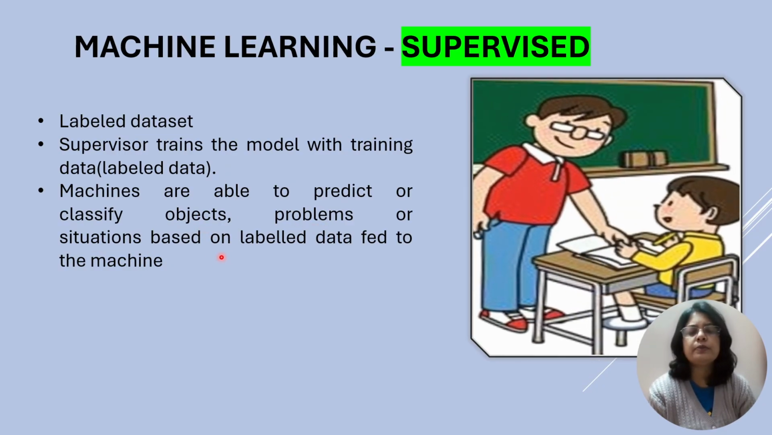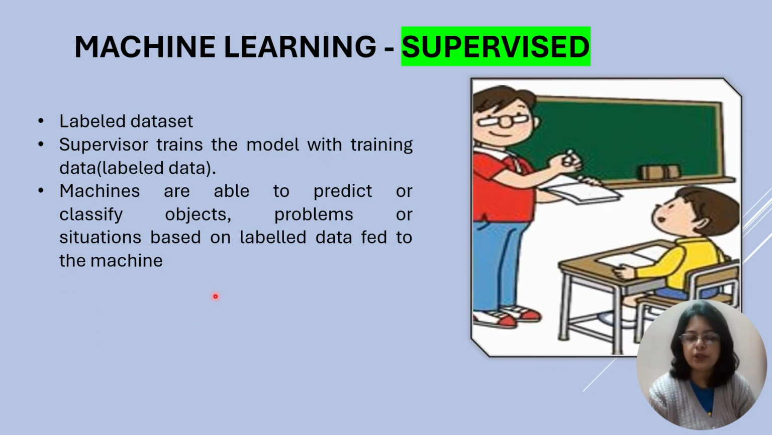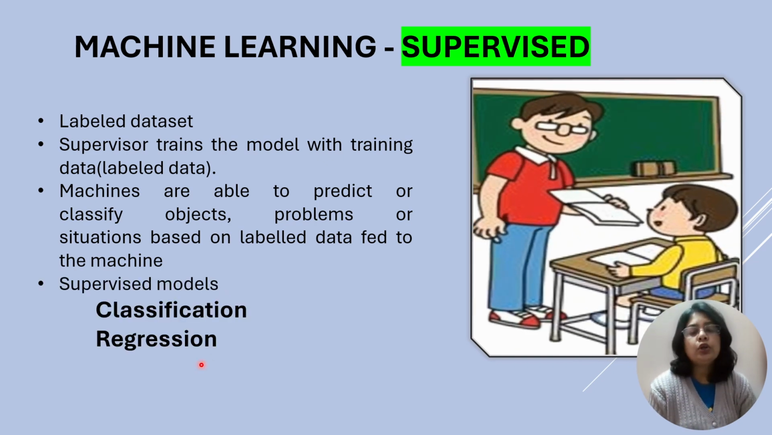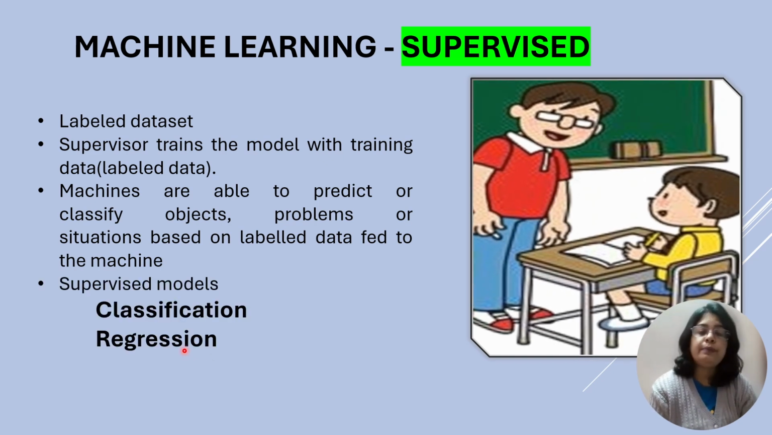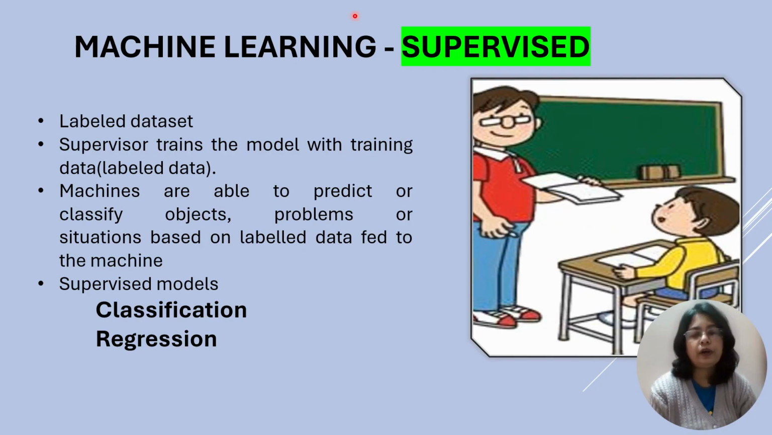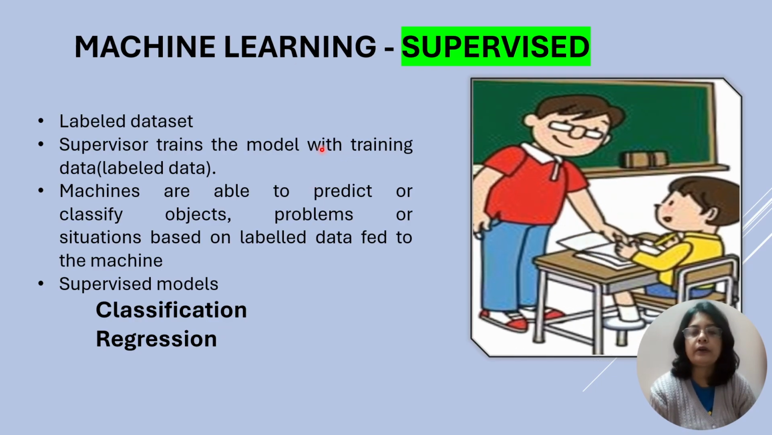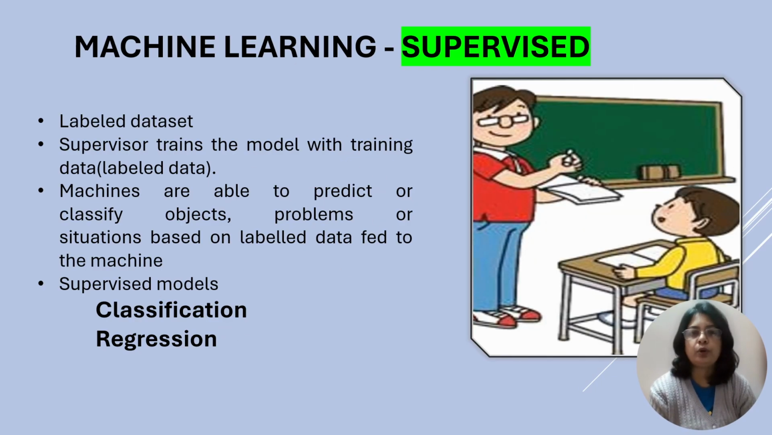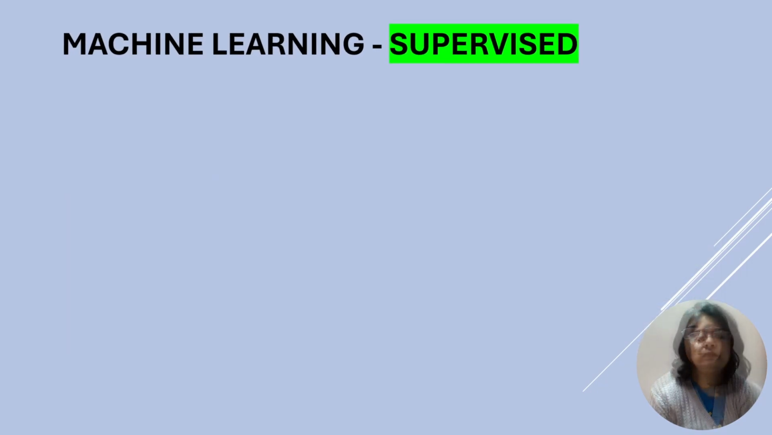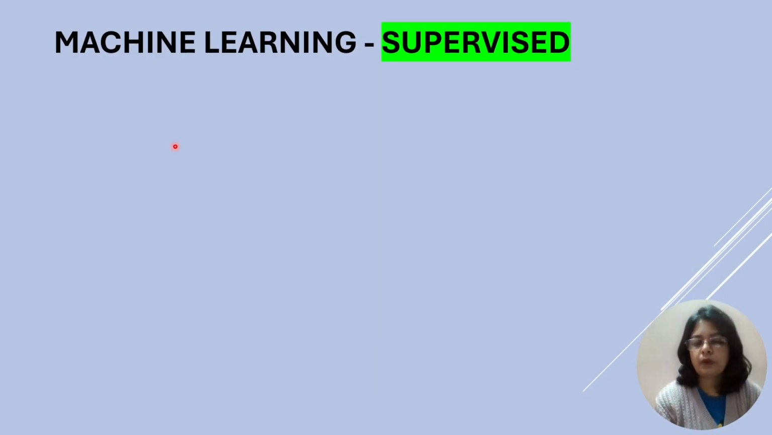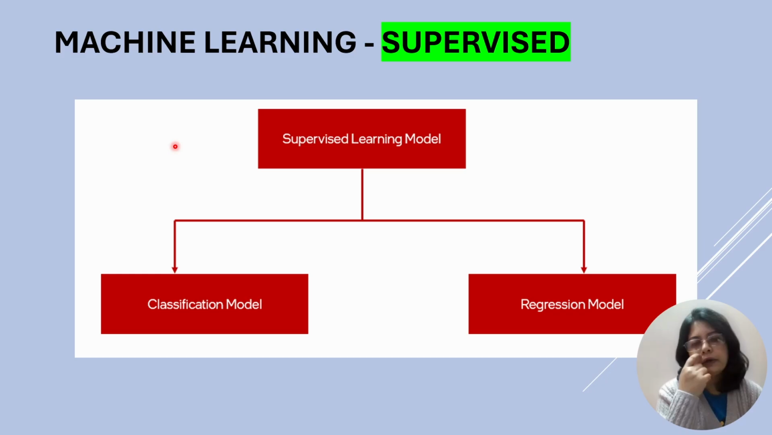Problems or situations are based on labeled data fed to the machine. Supervised learning models are of two types, classification and regression. Now we will see what classification and regression models are. Categories of supervised learning model: classification and regression. Definitions have to be done for both along with examples.